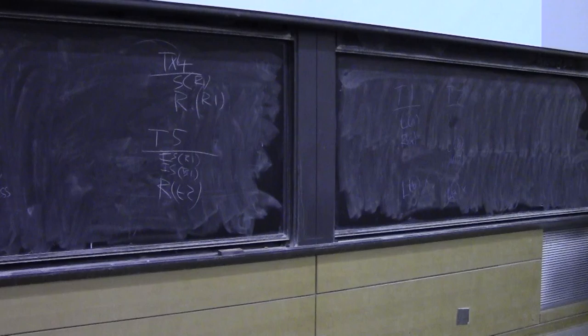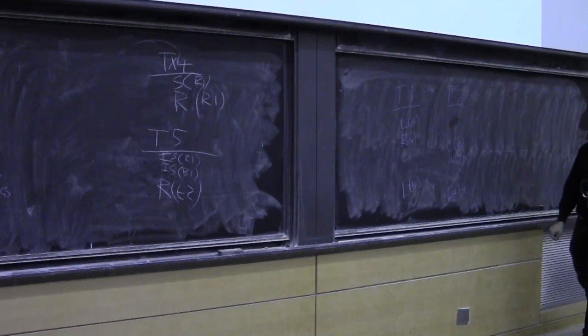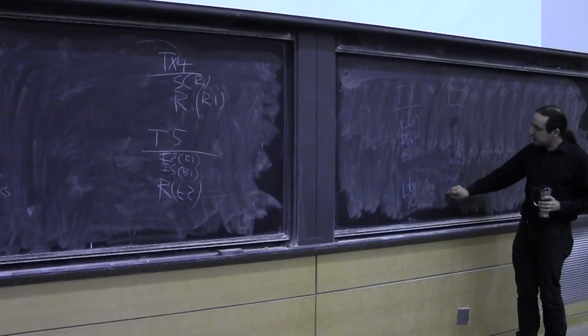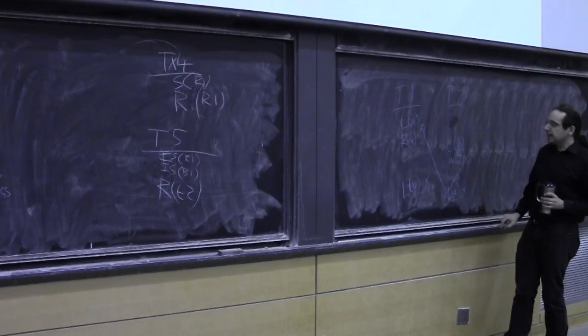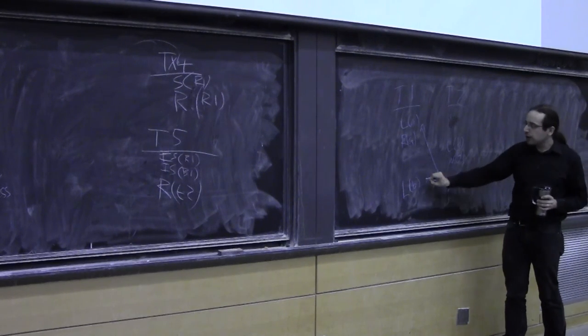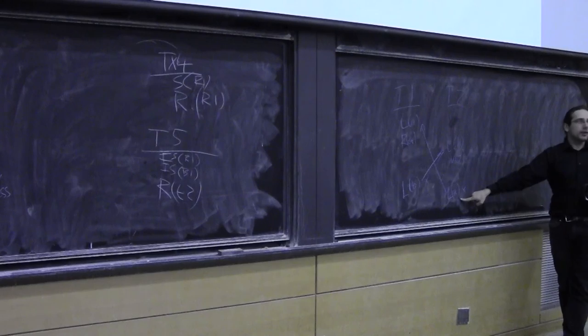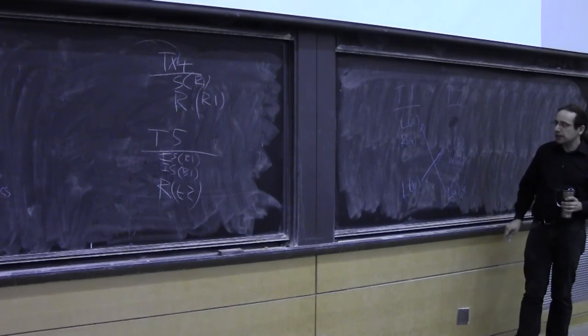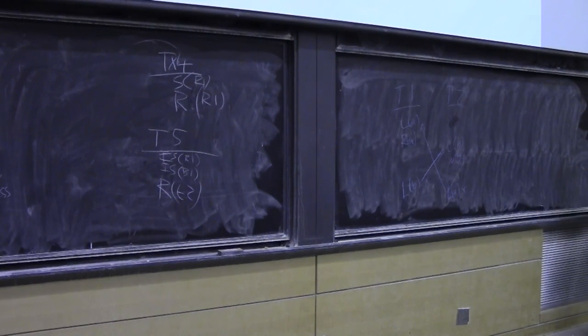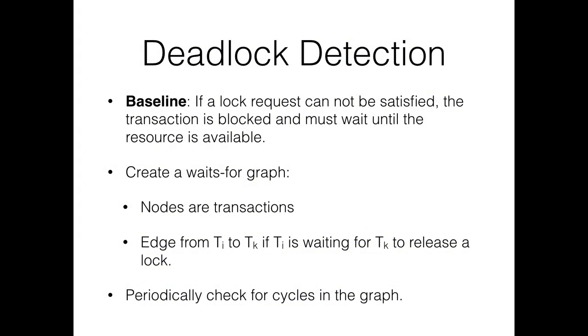Just like we created edges going between conflicting operations, we can draw edges indicating that one lock is waiting for another lock to be released. Here we have a lock on A, waiting for transaction 1 to release its lock on A, and a lock on B, waiting for transaction 2 to release. And we can translate those into a graph. Once again, if there is a cycle in this graph, then that indicates that there is a problem. In this case, the problem is that neither transaction 1 nor transaction 2 can proceed until the other has completed.